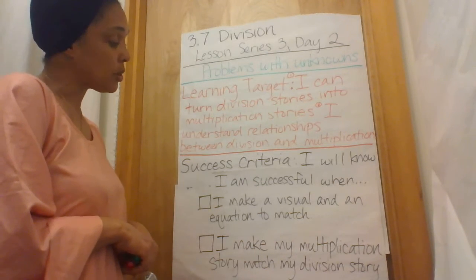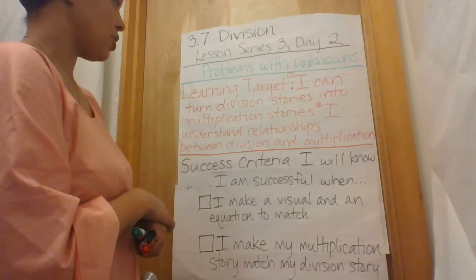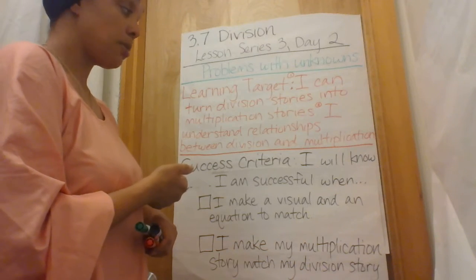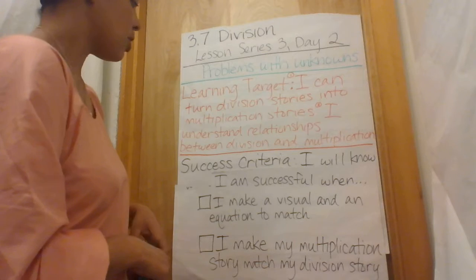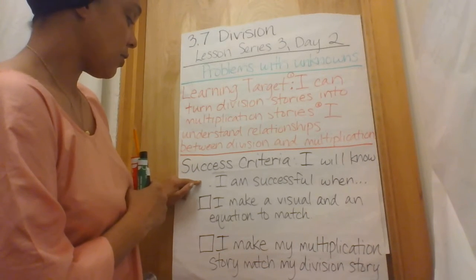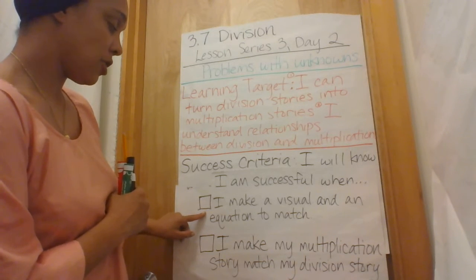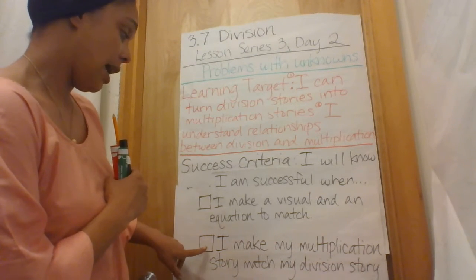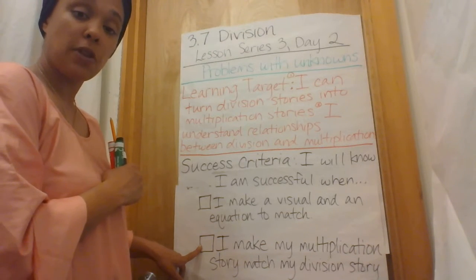So this is how we will determine this. We will know that we are able to turn division stories into multiplication stories and that we understand the relationship between the division and the multiplication by checking off this list. So here's our list. I will know when I am successful when I make a visual and an equation to match. I will know I am successful when I make my multiplication story match my division story.